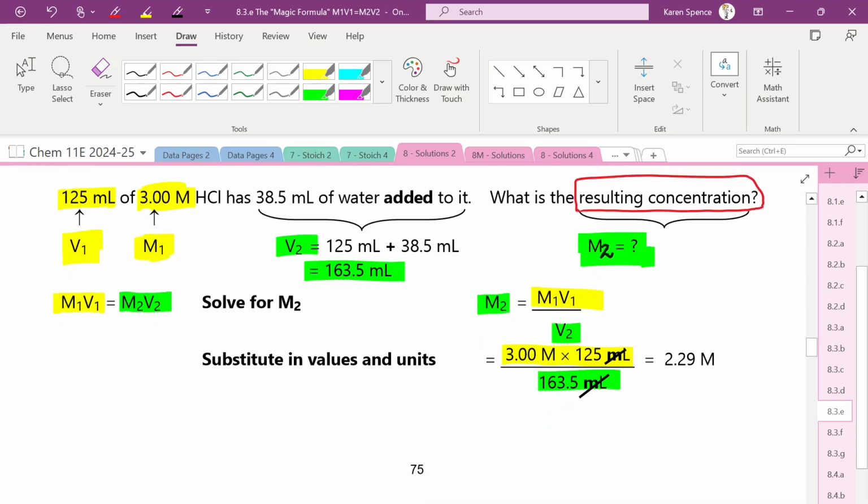And there you go. Cross out your milliliters. Milliliters cancels with milliliters, and we end up with molar. Is that good? Okay.